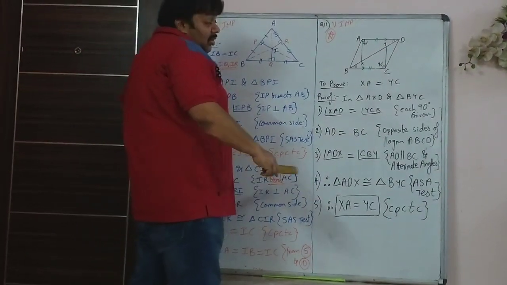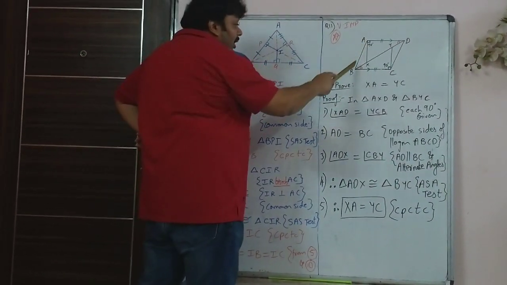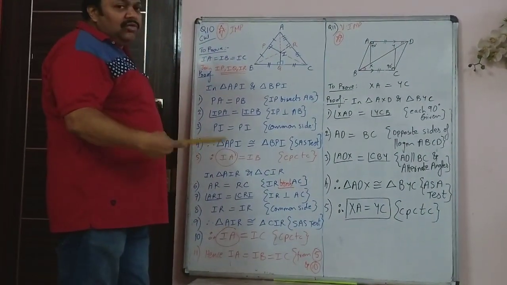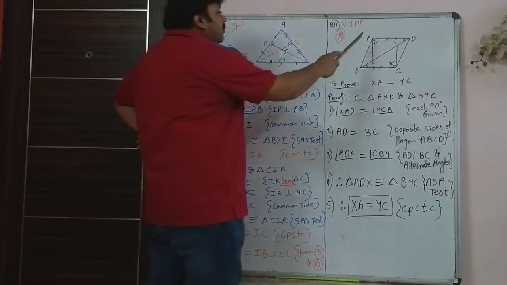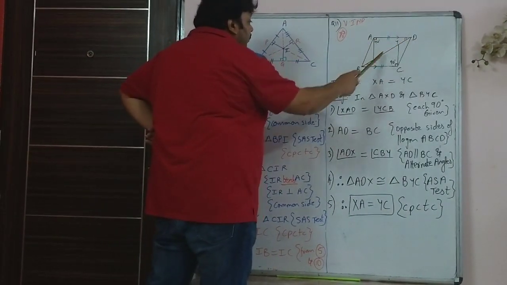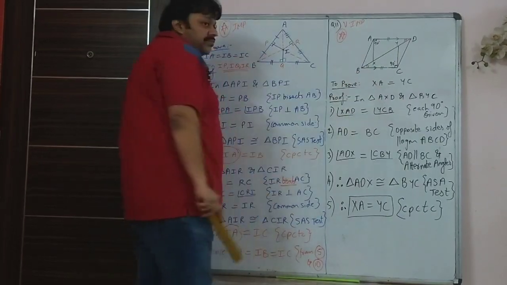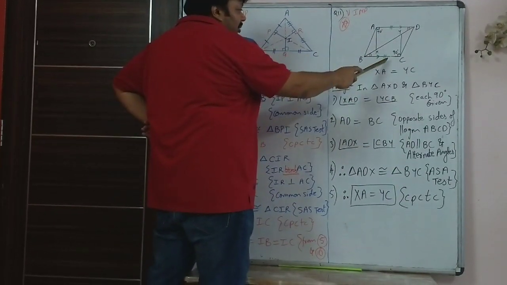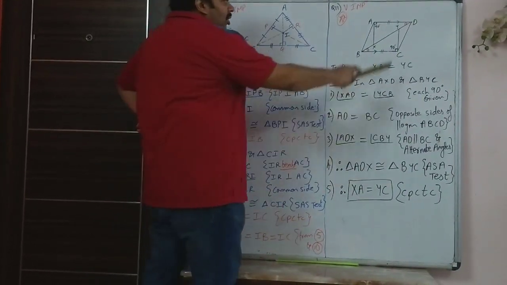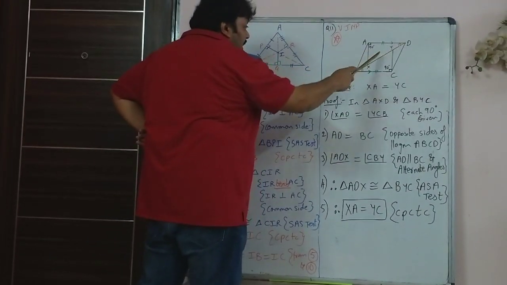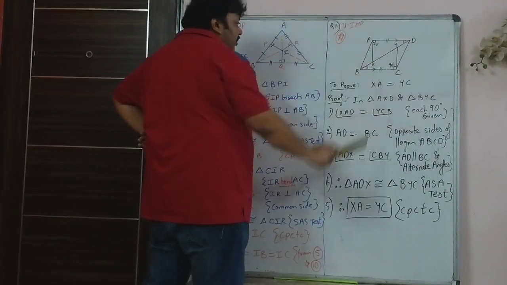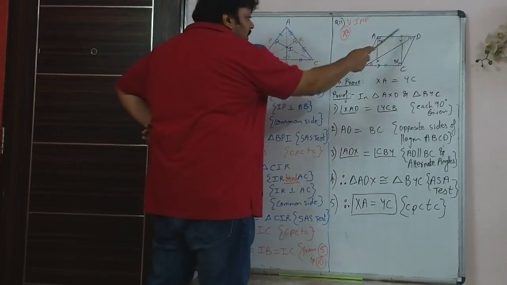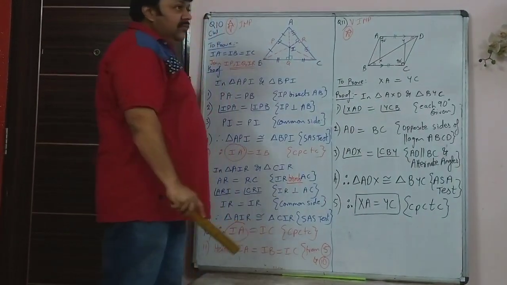Now you may be given a choice of taking the smaller triangles ABX and CYD, but I feel that will be 2 steps more. So that is why I have taken triangle ADX and triangle BCY. Reason: in these two triangles, opposite sides of parallelogram are equal. Then alternate angles are equal, that is angle ADX and angle CBY. And you are given two angles are 90 degrees, so you can easily see it is the ASA test.